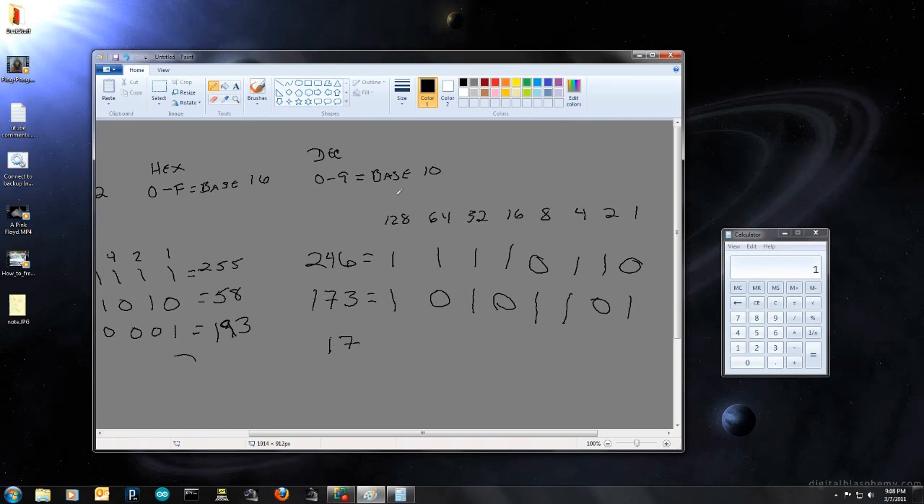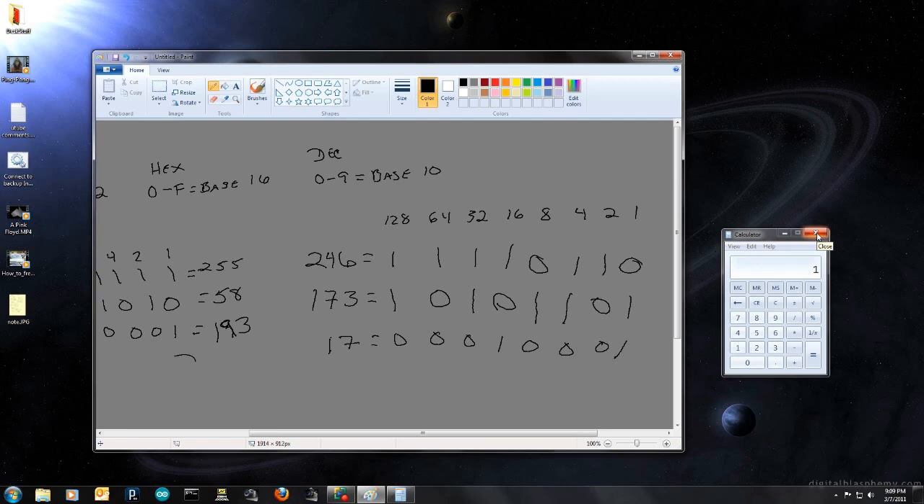And decimal. Right now we're converting between base 10 and base 2. So let's take a nice low number, 17. So 128, no. 64, no. 32, no. 16, yes. There's 1 with 1 left over. So 8, no. 4, no. 2, no. 1, yes. So that's how you say 17 in binary.